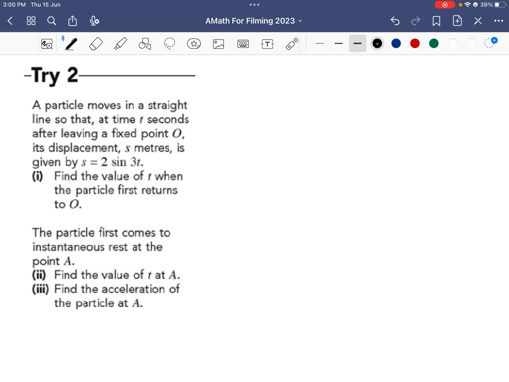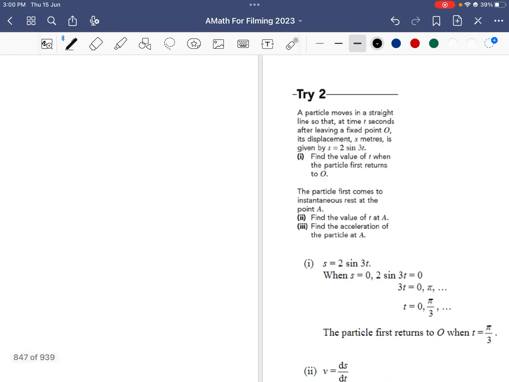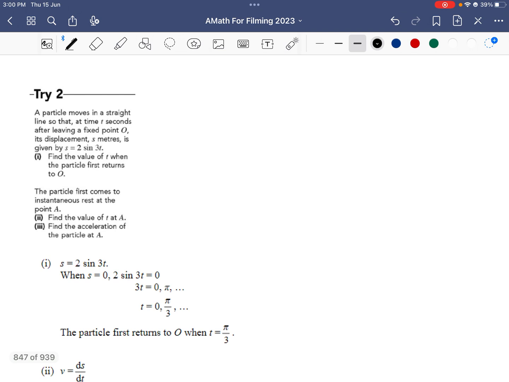Try to pause the video now, and when you're ready, you can unpause and I'll give you the explanation for the next part.